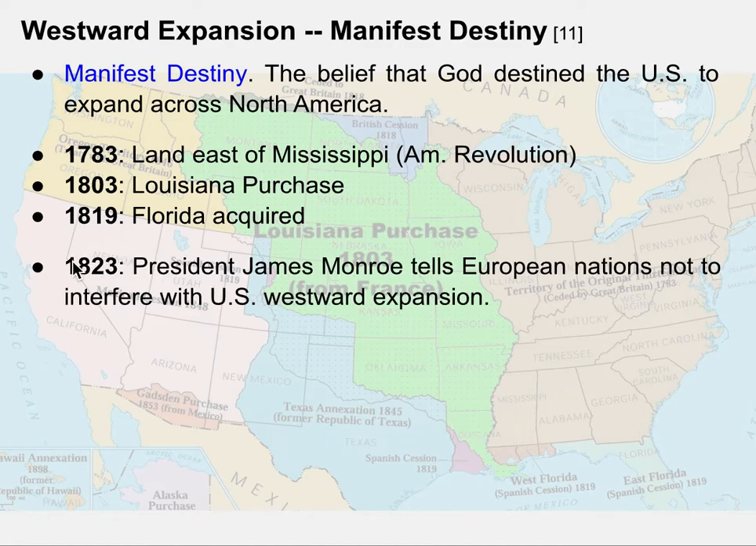And then in 1823, President James Monroe tells European nations not to interfere with U.S. westward expansion. Get out of our way. We're going towards the west coast.